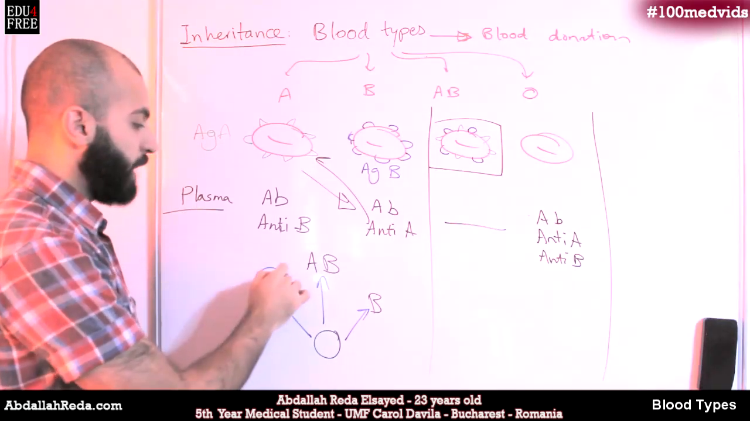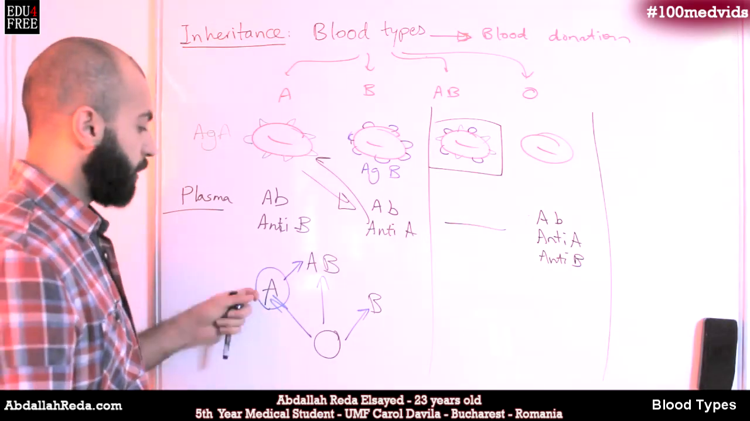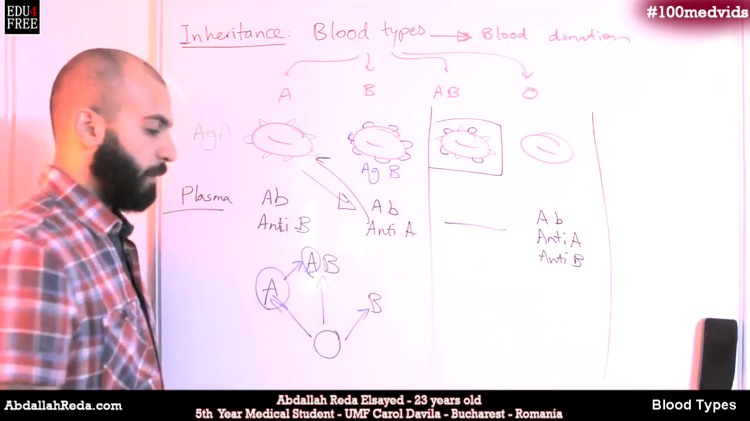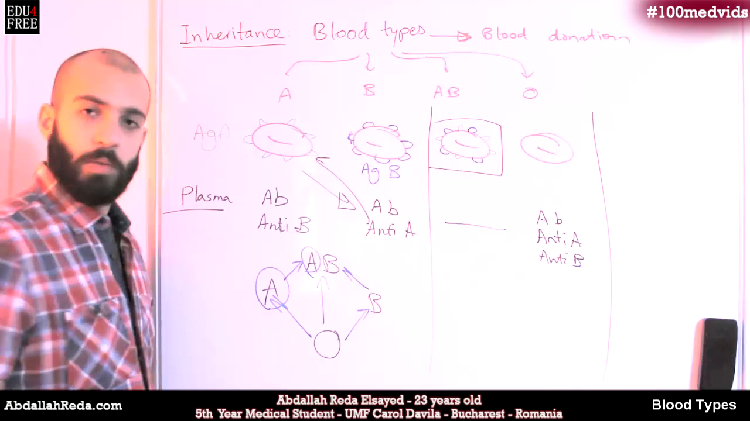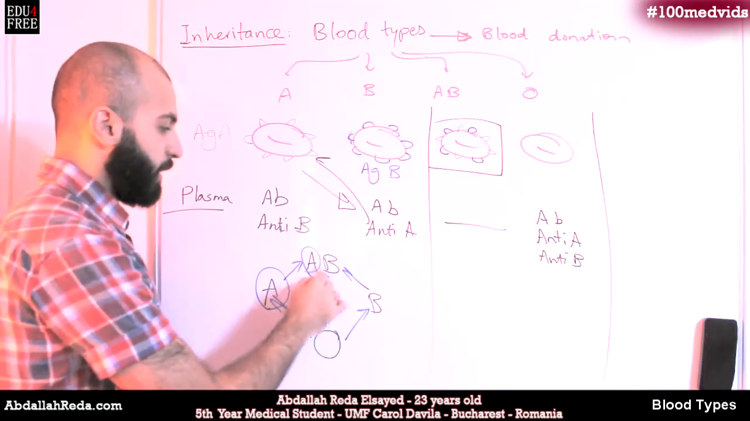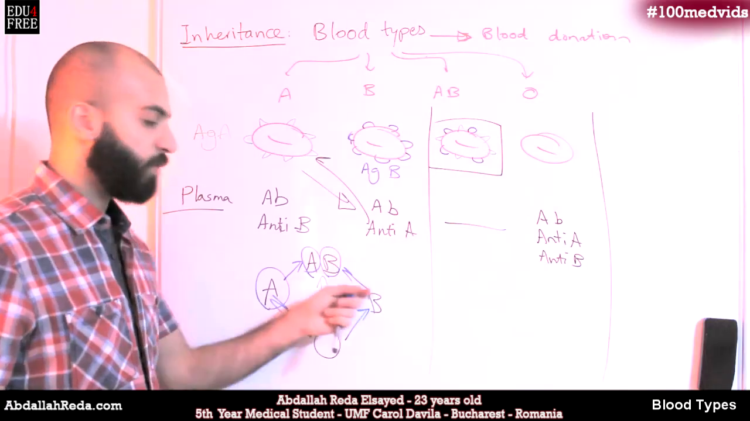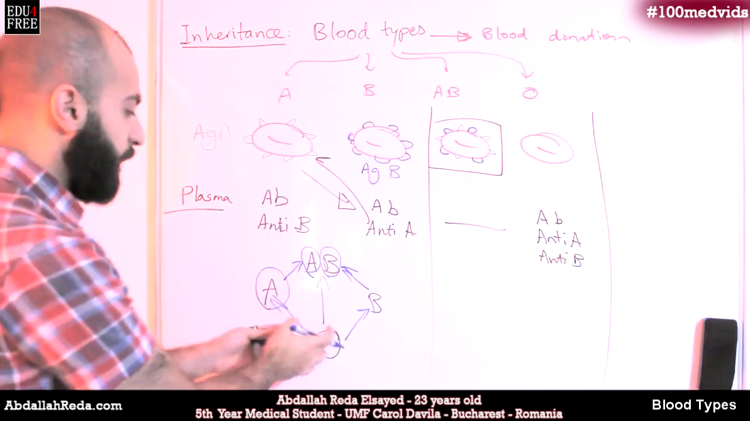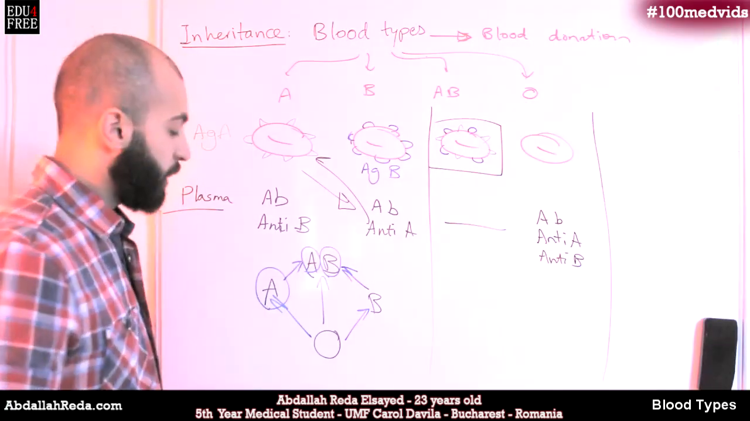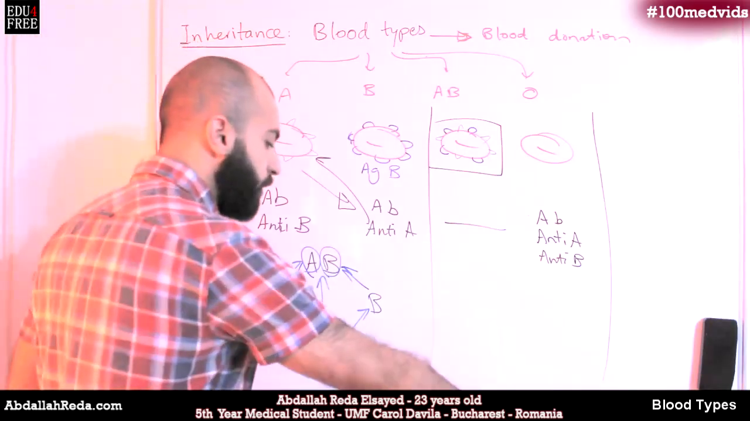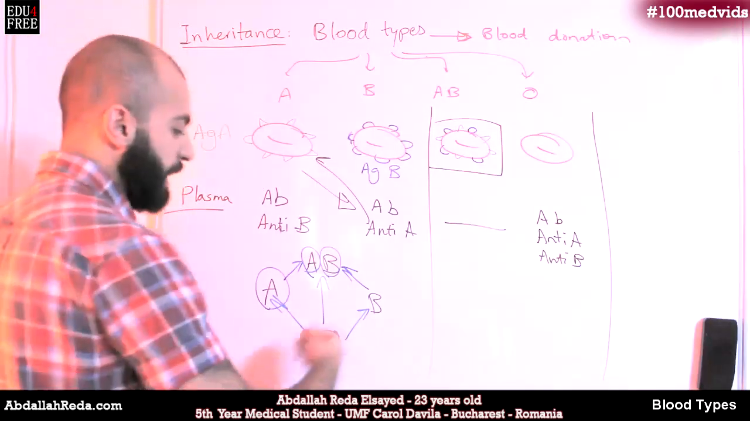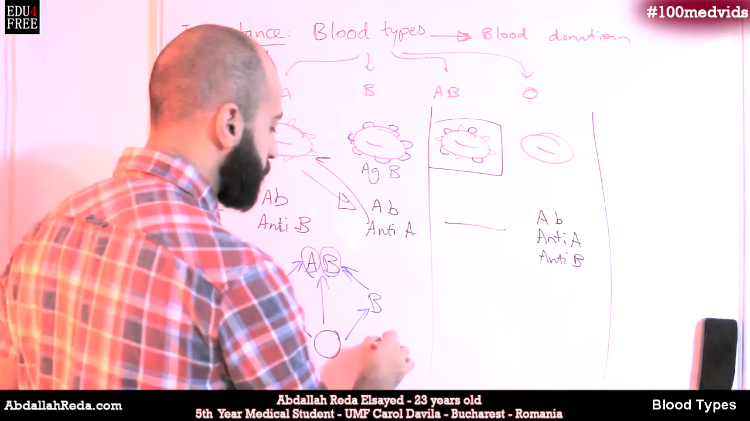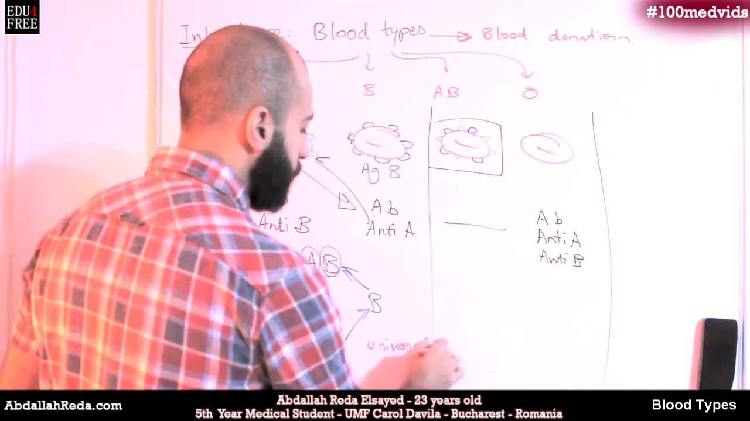A can donate to AB because it has antigen A, and AB has antigen A. B can donate to AB as well because it already has antigen B, so the body is also familiar with that one. Now we can see all the arrows are pointing towards AB, and they are all coming from O upwards. So we call O the universal donor because he or she can donate blood to anyone.